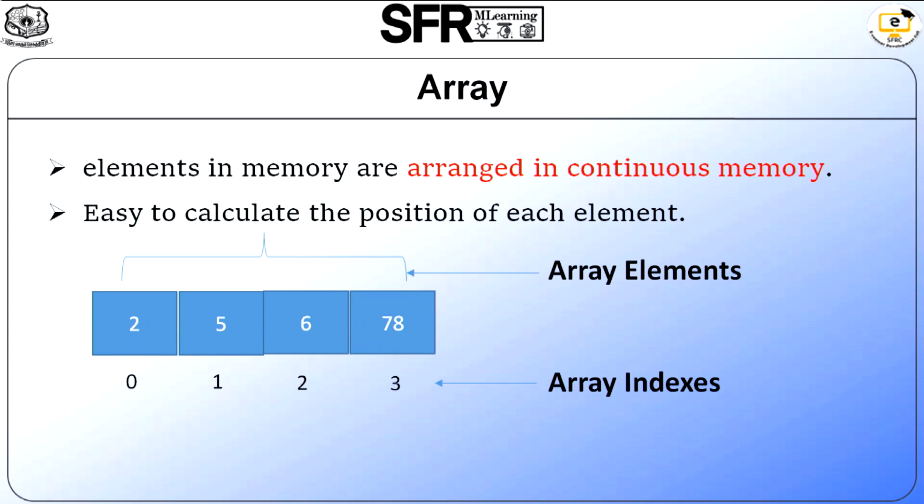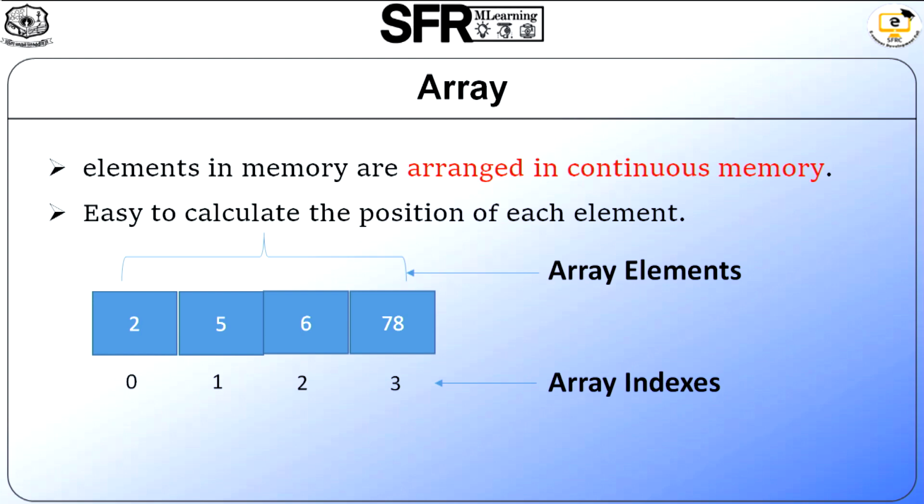So what is an array? So array is nothing but a data structure. It's used to arrange the available data in a continuous manner. So in memory we are going to allocate continuous memory for the data. So what's the purpose? It's easy for us to calculate the data. It's easy for us to access the data.